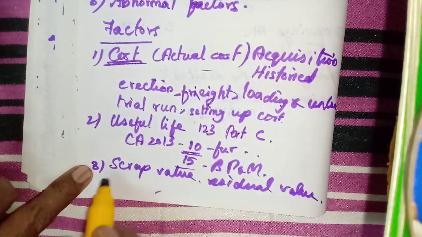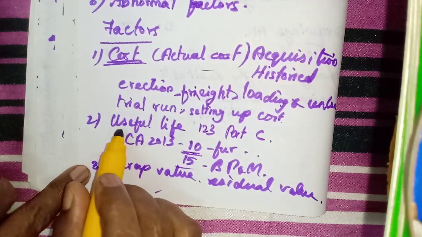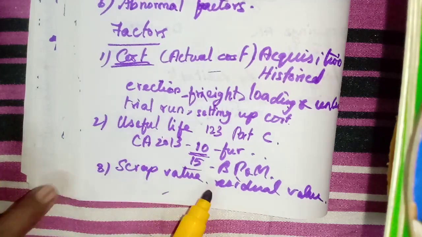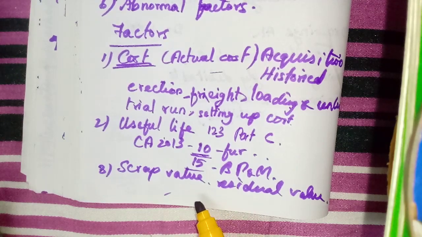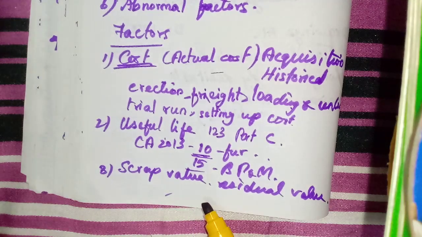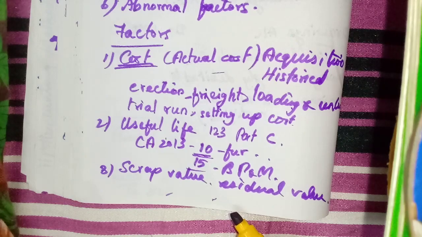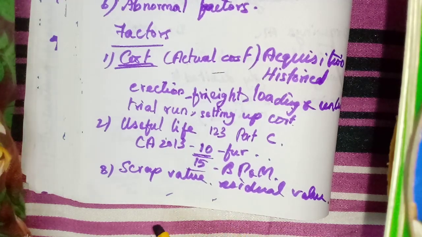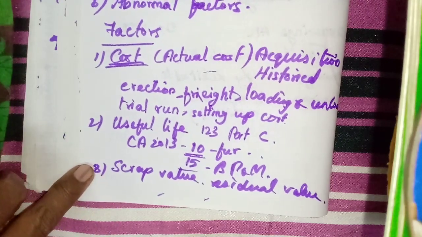Okay, the next one, scrap value. What is scrap value? The value of the asset at the end of its useful life. For example, if we purchase a machinery for rupees 1 lakh and we use it for 10 years, and at last we can sell that asset for 5,000, that 5,000 rupees is the residual value. So here we use some things and we sell them to the man who comes to our house to purchase those things that cannot be used, isn't it? So that value is called residual value.